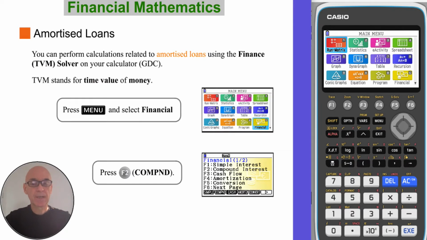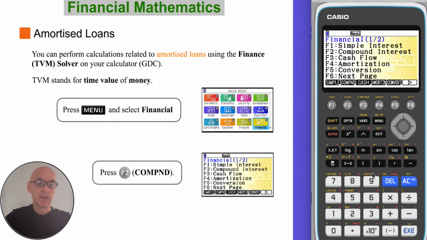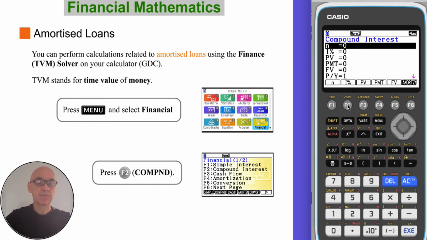You can perform calculations related to amortized loans using the Finance Solver application on your calculator. To access this, from the main menu, select Financial, and then press F2 for compound interest.